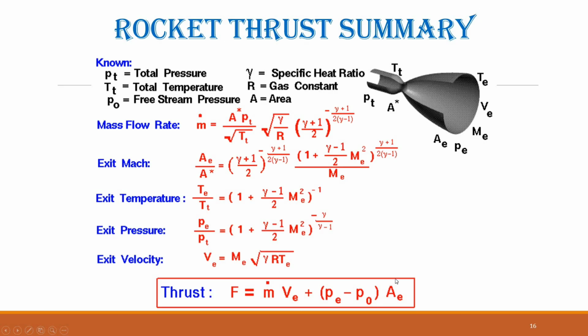Finally, we arrive at the most important equation on the page, which is the thrust equation shown in the red box at the bottom. The thrust F is the sum of two terms. In formula form, thrust equals the mass flow rate times the exit velocity plus the exit pressure minus the ambient pressure multiplied by the exit area.